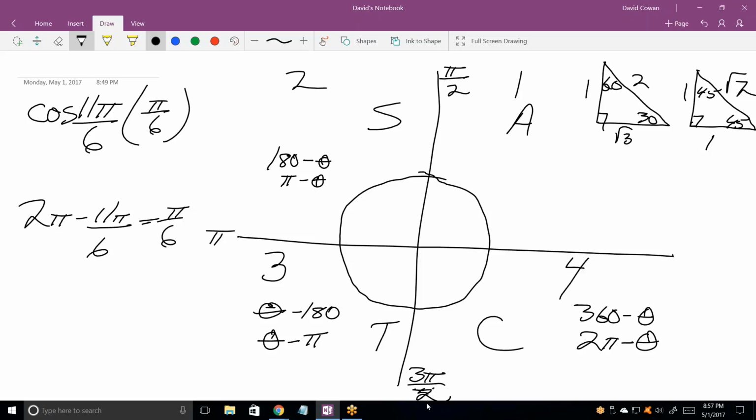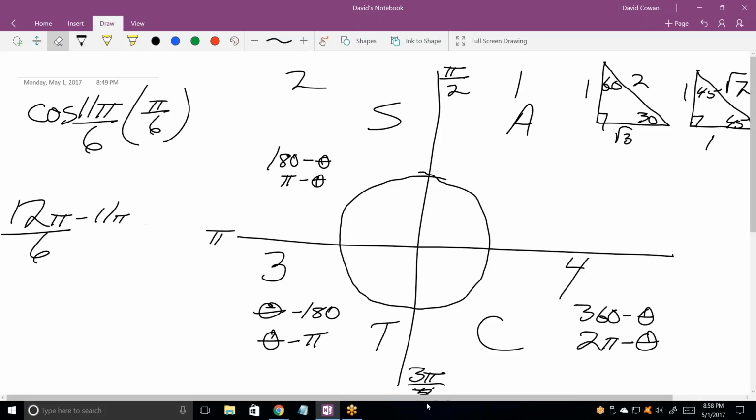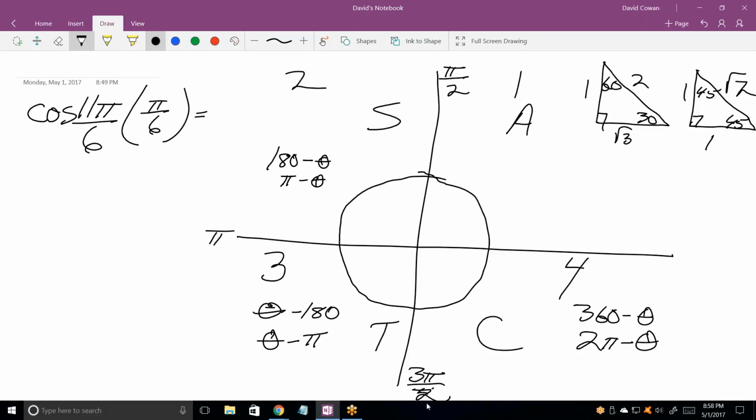In other words, I've got to convert this 2 pi into 12 pi over 6, a common denominator, before I can subtract these. Okay? So, now that I know my reference angle, what's cosine of pi over 6? What angle is pi over 6? Pi over 6 is 30 degrees. Now look at this triangle up here. What's the cosine of 30 degrees? Root 3 over 2. And now we are in the 4th quadrant. What is the plus or minus sign on that thing? Plus. Perfect. That's the way you do it.